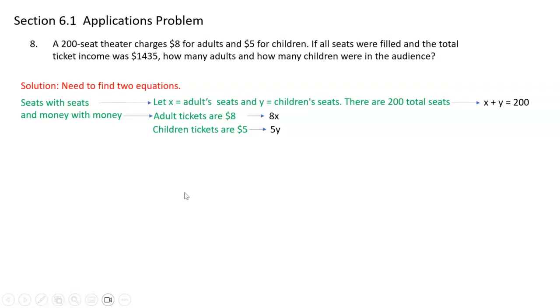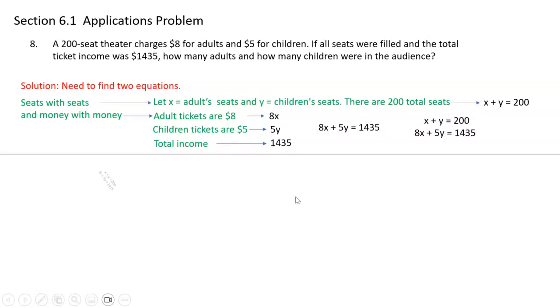And what was the total revenue or the total income? It was $1,435. So here's what we get, our second equation: 8x plus 5y equals 1,435. We have our 2 equations.